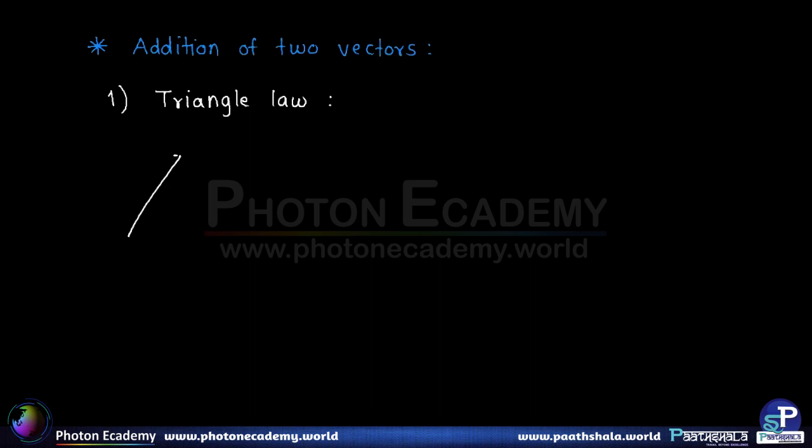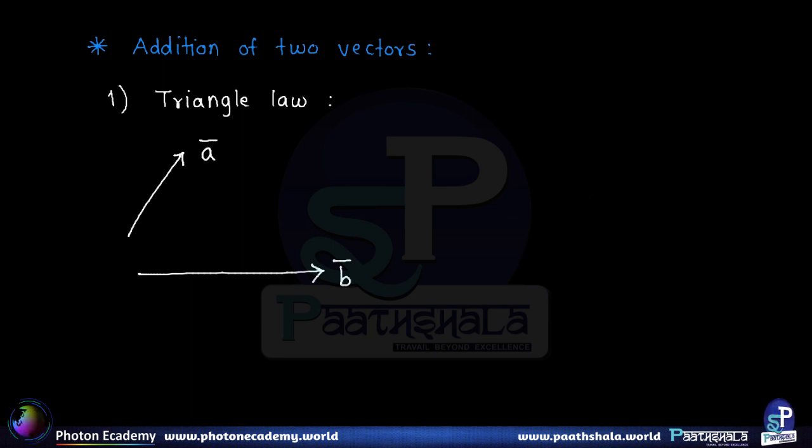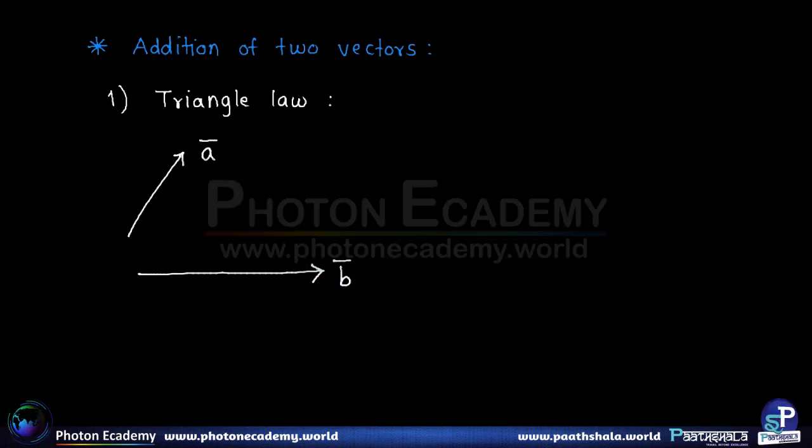Let us consider that there are two vectors, say a bar and b bar, and we want to add them. That is, we want to see what is the net result of these two vectors, or in other words, instead of considering these two vectors, what is the net single vector which has the same result as the result produced by these two vectors? What is that vector and how do we find it? So for that we have to understand the triangle law.